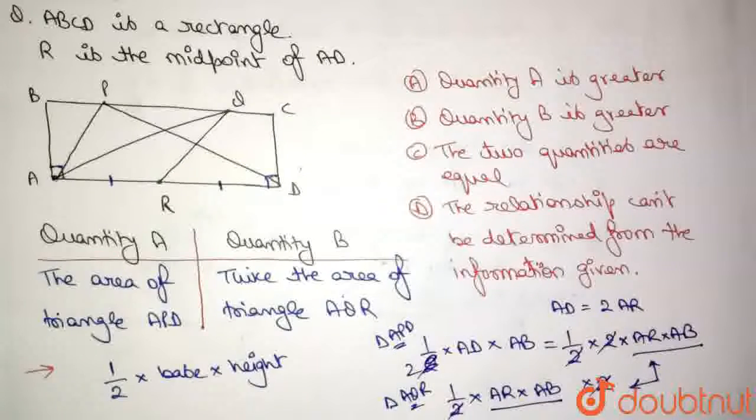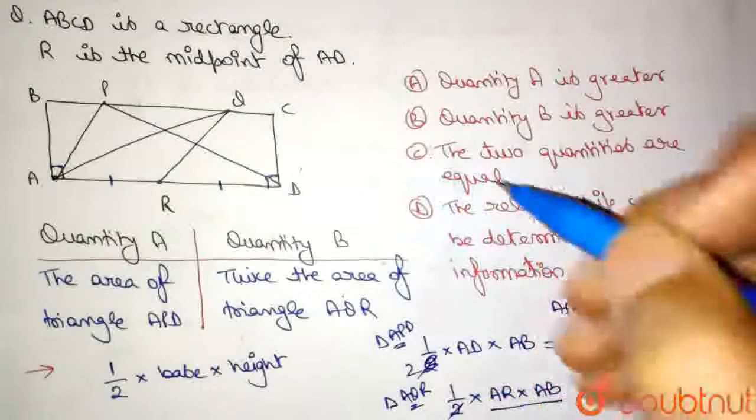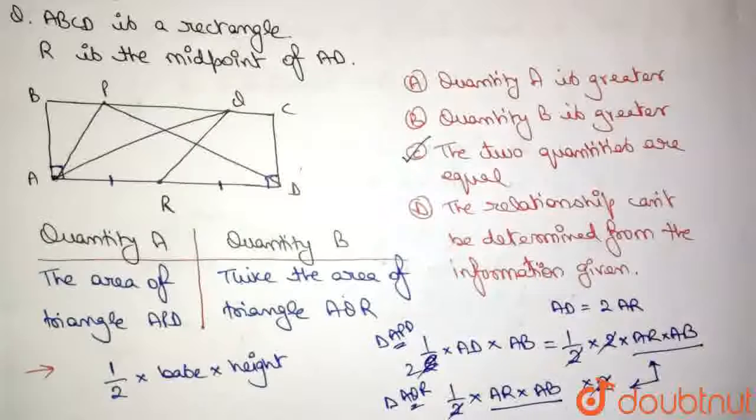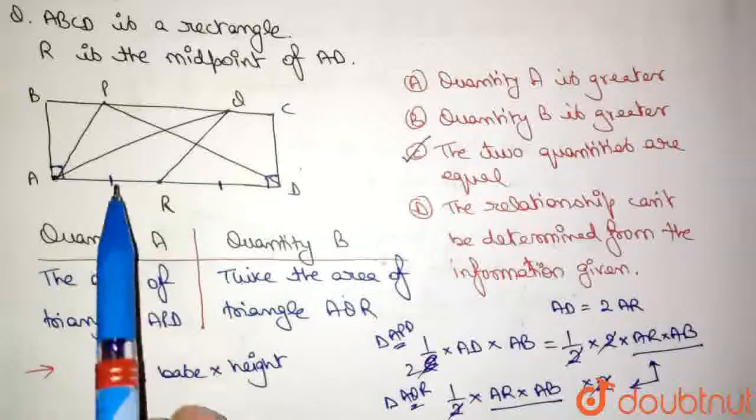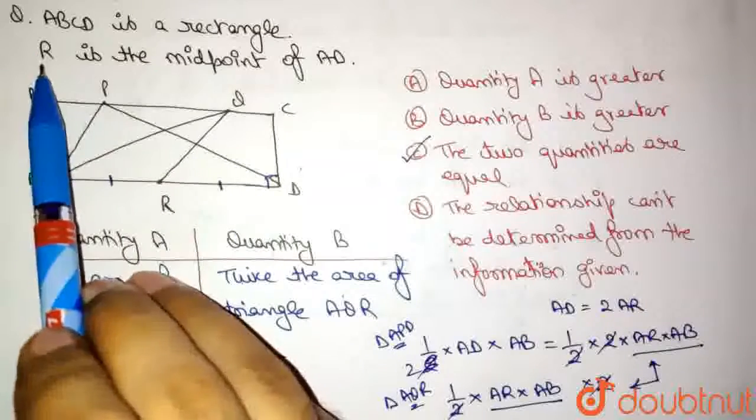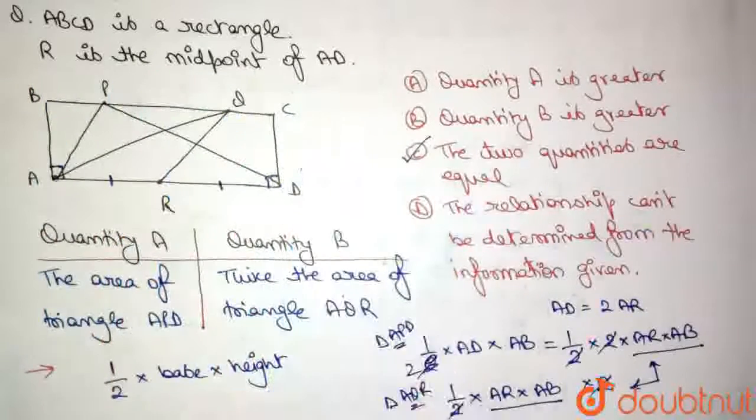So we say that the correct answer should be option C, which is that the two quantities are equal, because twice the area of triangle AQR is equal to the area of triangle APD. And how did we find the answer? By simply using the point that is given to us in the question, that R is the midpoint of AD. That is it guys.